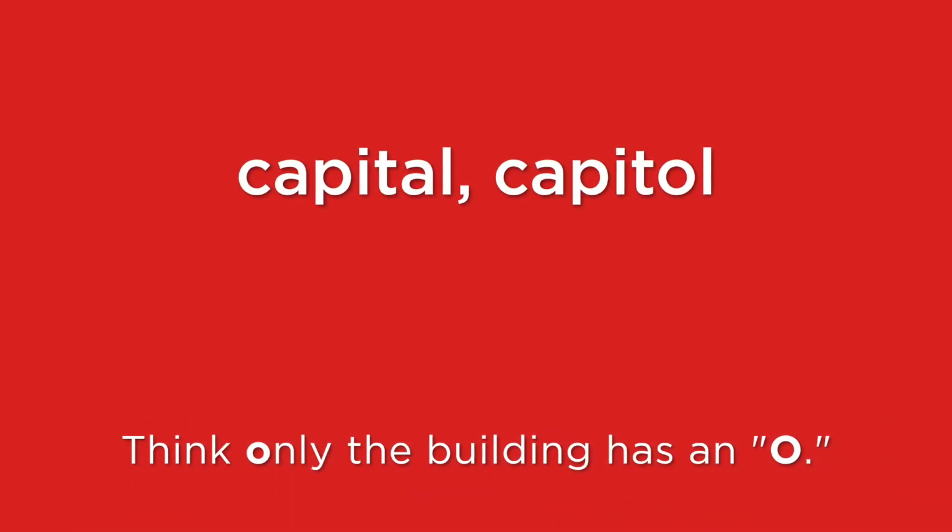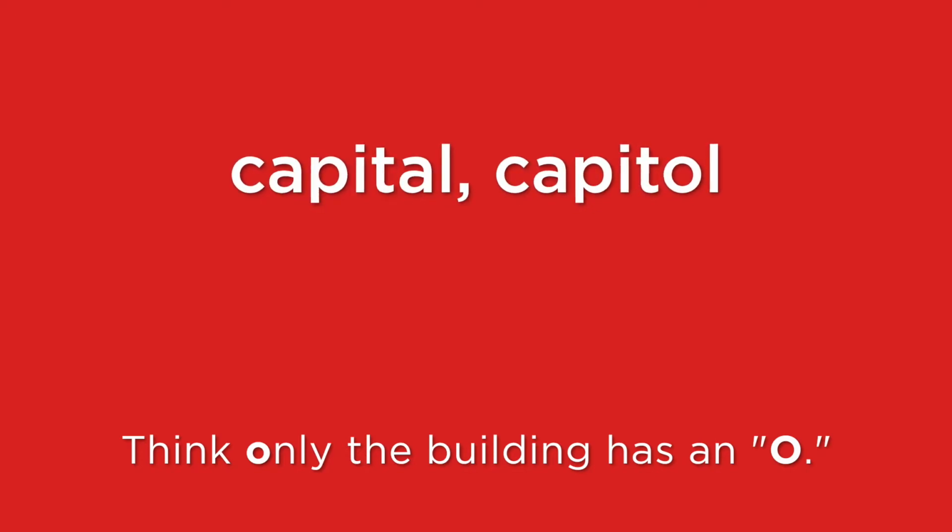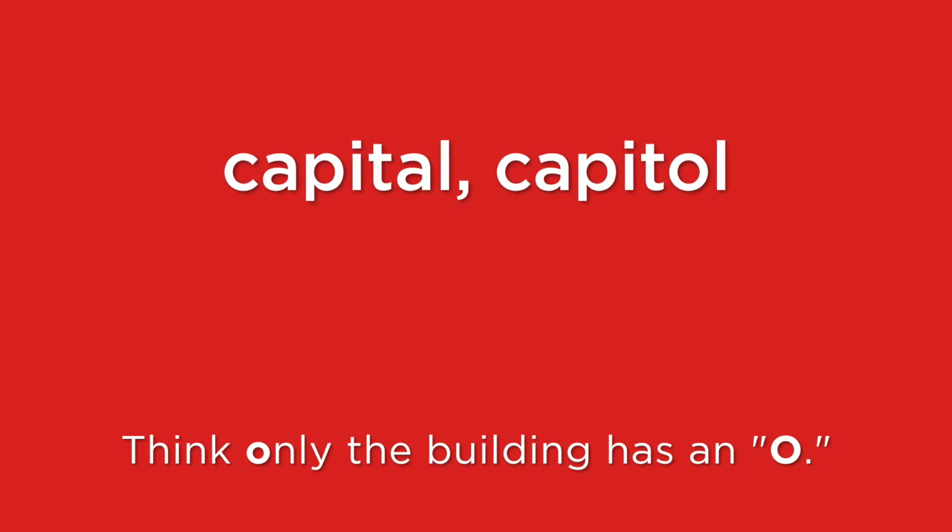Capital. We could go into a lot of really complicated discussions here on capital gains taxes and capital letters. Here's the point. Unless it is the building the lawmakers meet in, it's spelled with an A. The capital city is with an A, capital gains taxes, capital letter, capital punishment, all of those are A-L. The only one that has the O is the actual building itself.